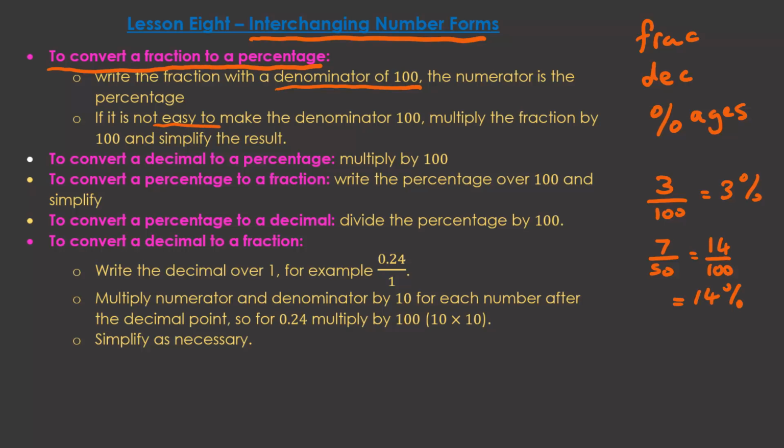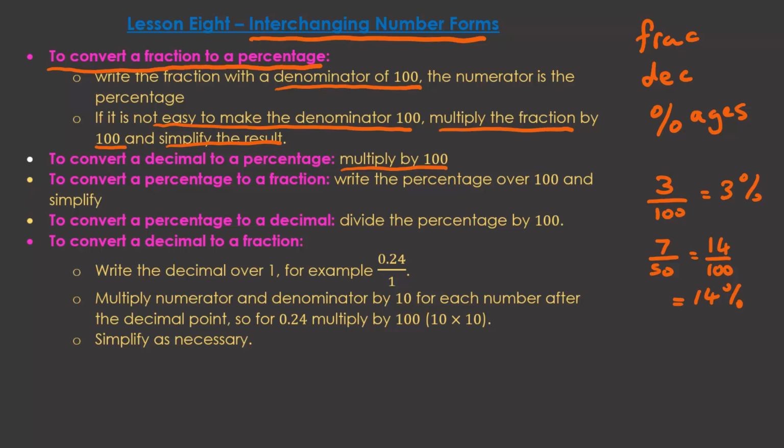If it's not easy to make the denominator 100, you can convert the fraction to a percentage just simply by multiplying by 100 and then simplifying the result. To convert a decimal to a percentage, you just multiply by 100.